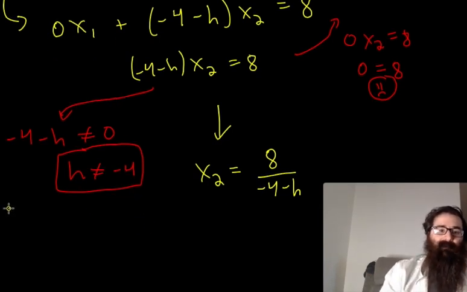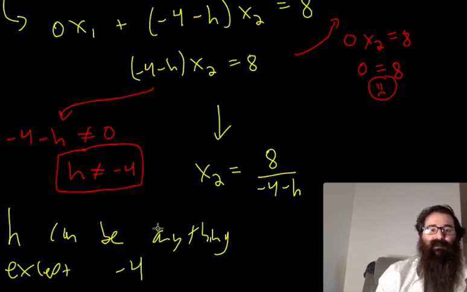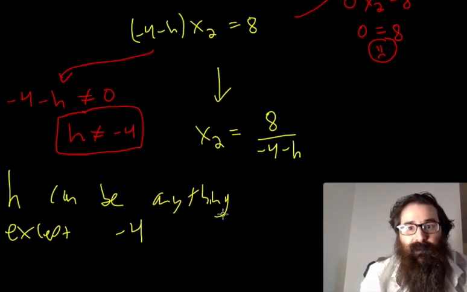So we can make a bit of a comment here. h can be anything it wants to be except negative 4. If h is negative 4, we have an inconsistent system with no solution. We get a false statement.